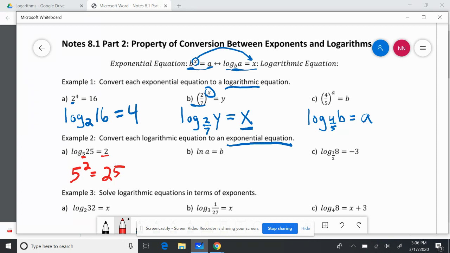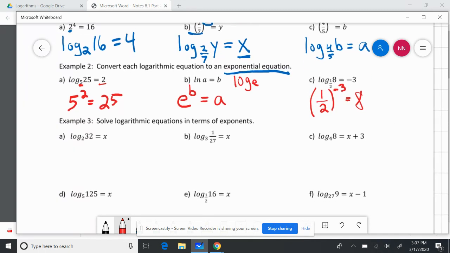Now, natural log, remember, is log base e. So when we're rewriting it, we're going to put the base is an e, our exponent is the value by itself, and we put a. With fractions, we do this exact same thing. Our base number is 1/2. We could put it in parentheses, we don't have to. (1/2) to the -3 equals 8. So that's how we convert it into an exponential equation.